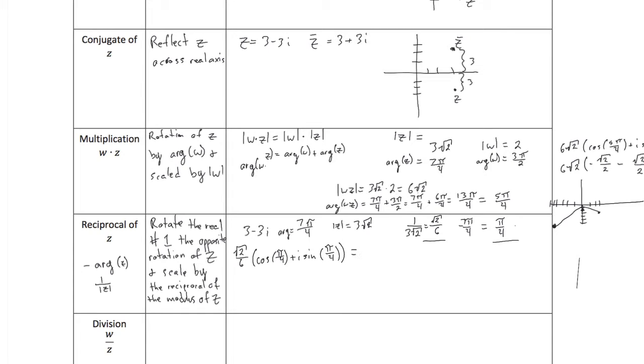And that one will equal root 2 over 6 times root 2 over 2 plus root 2 over 2 i. So again, I'm just going to have 2's on the top. That's going to cancel the 2's, giving 1 over 6 plus 1 over 6 i. And obviously the argument of this number is pi over 4, and the modulus is root 2 over 6.